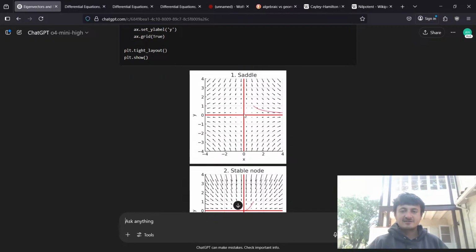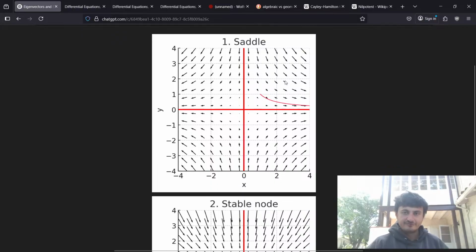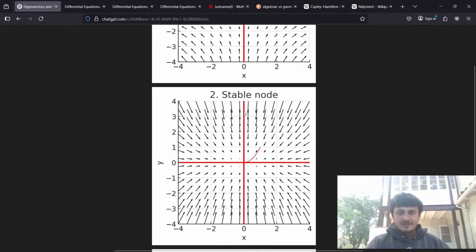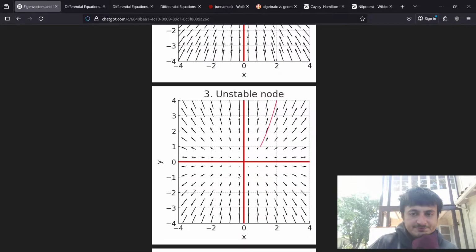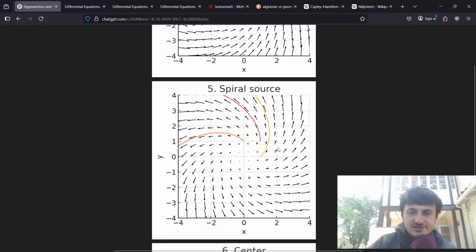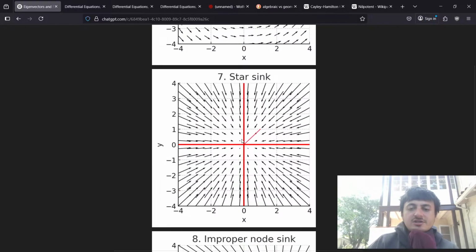Okay, so saddle, right? Because if you're here and you get kicked off, you're gonna go over to infinity. But otherwise, if you're on this straight line, you go down to 0. Stable node, that's perfect. Unstable node, you go away in both directions. Spiral sink, that one's easy. Spiral source, that one's easy. Center, that one's dope. Star sink.